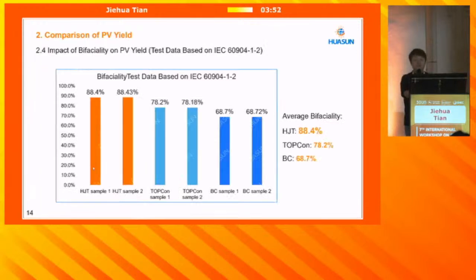This slide shows the bifacial impact. These data are lab tests. Let's look at the data. The average bifaciality of HJT is 88.4%. TOPCon is 78.2%, and BC is 68.7%.